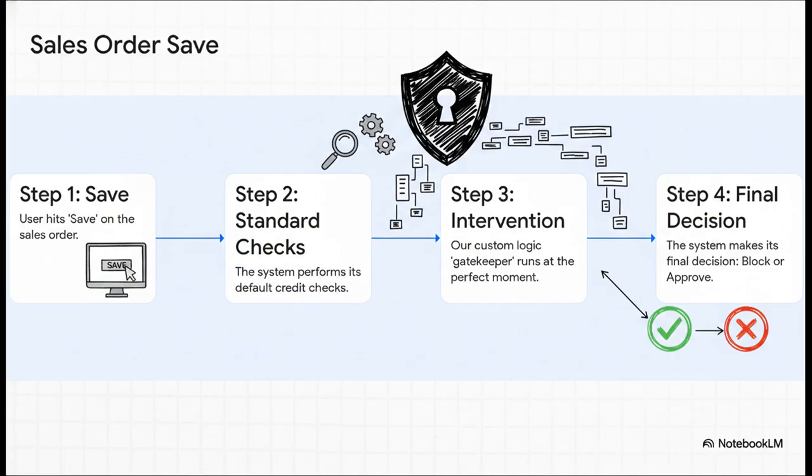And this lays it out perfectly. This is exactly where our gatekeeper goes. The user hits save. The system does its thing, runs all its normal standard checks. Then, and this is the magic part, right before the final decision is made, we hit our intervention point. Bam! Our custom code runs, it checks our special rules, and it tells the system what to do. It's only then that the system makes its final block or approved decision.